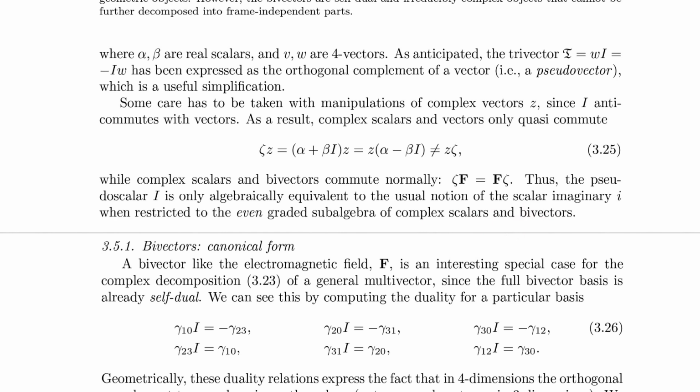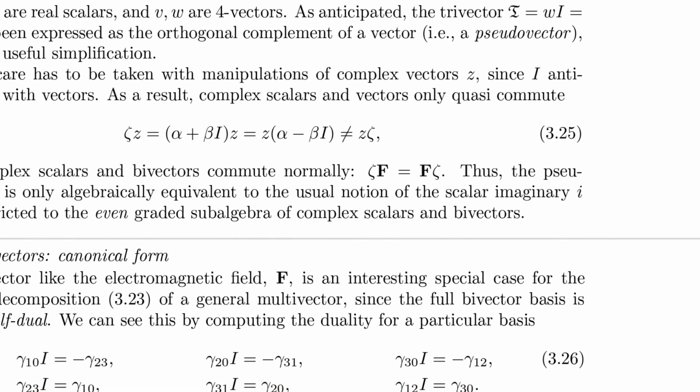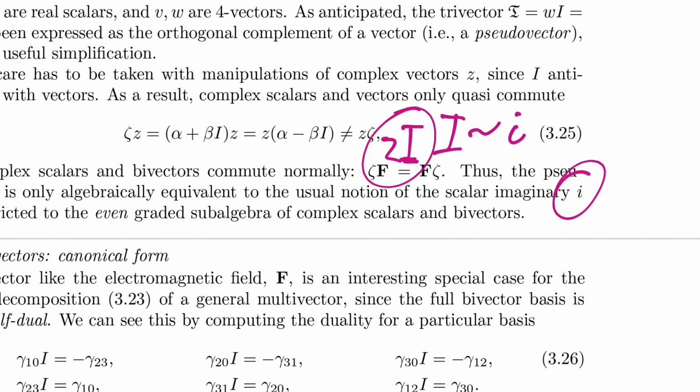And that's, of course, because in real complex numbers, the imaginary number I commutes with everything. But the point is, if we're going to substitute capital I and say that it corresponds with I, we have to be very careful to have no vectors or trivectors floating around, which we now write as the orthogonal complement of vectors, the dual of a vector. And this still is a pseudovector. If you have any pseudovectors floating around, I does not commute with pseudovectors.